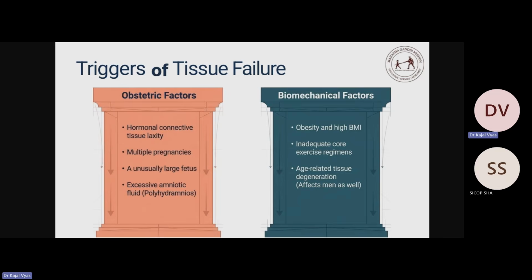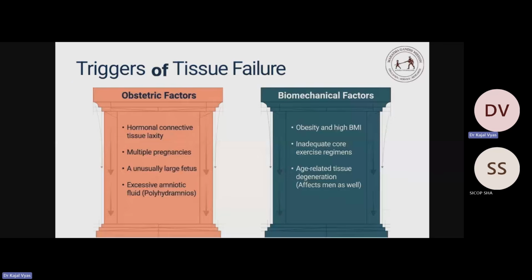Another factor during pregnancy is excessive breath holding by women during the second stage of labor, which can also contribute to diastasis recti. These are the factors we see during the antenatal or postnatal period. Other biomechanical factors could be obesity, which is seen not only in females but in males as well, and high BMI. Inadequate core exercise regimens can also be one of the factors. And age-related tissue degeneration can lead to connective tissue thinning, which can lead to diastasis recti.